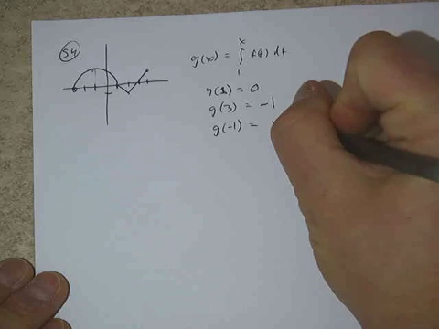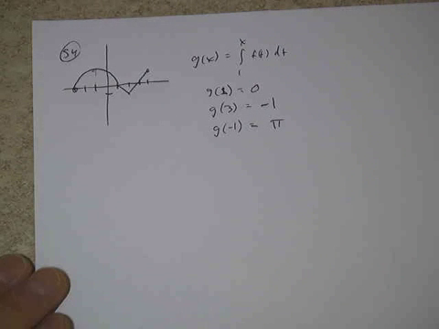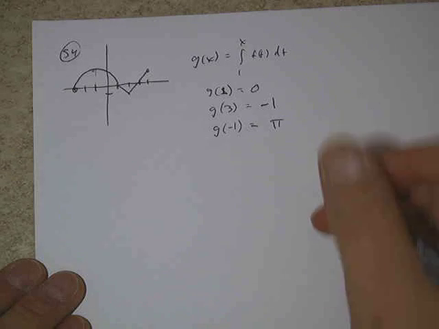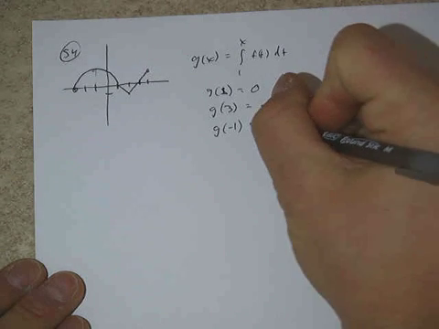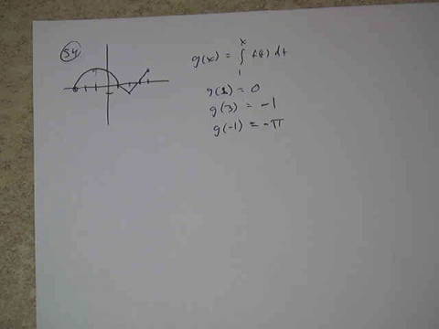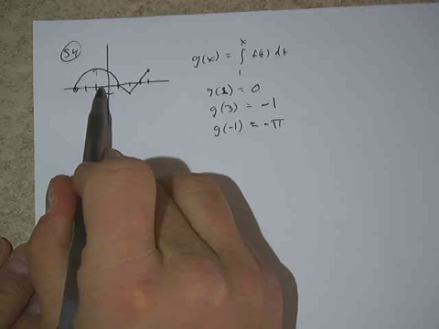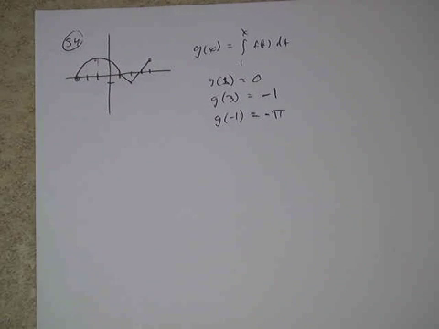However, if I just put pi here, that's not going to be right because I'm integrating to the left. I'm going from 1 to negative 1. True? If I go from 1 to negative 1, then my positive area becomes what? Becomes negative. So my g of negative 1 value would be negative 1 because, again, I'm integrating from 1 to negative 1. So I'm integrating to the left, which makes anything opposite in sign of what it normally would be, according to our properties of integrals.